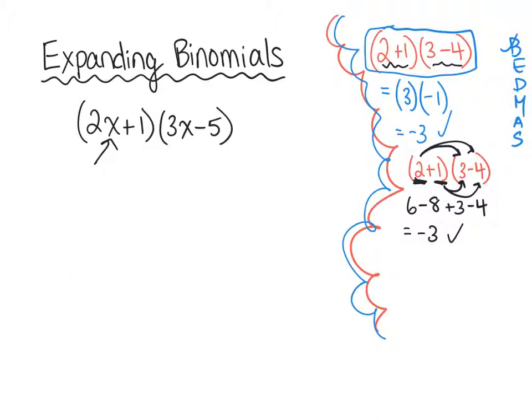Okay, so now I'm going to show you how to do it with variables. Same situation, but now we can't add what's in the brackets because they're not like terms. So we're going to start with the first term, 2x, and multiply it by every single thing in the second bracket.